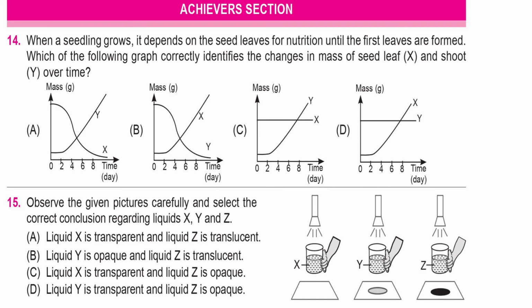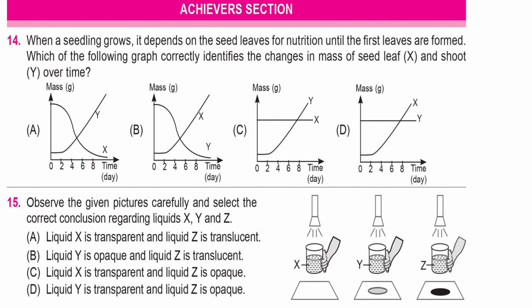Observe the given picture carefully and select the correct conclusion regarding liquid XYZ. Option A, liquid X is transparent and liquid Z is translucent. Option B, liquid Y is opaque and liquid Z is translucent. Option C, liquid X is transparent and liquid Z is opaque. And option D, liquid Y is transparent and liquid Z is opaque.